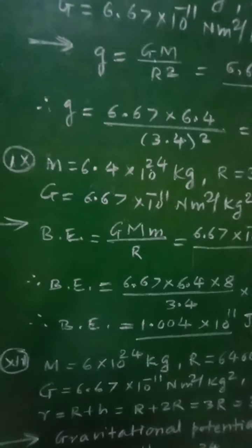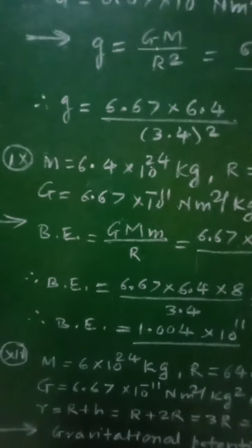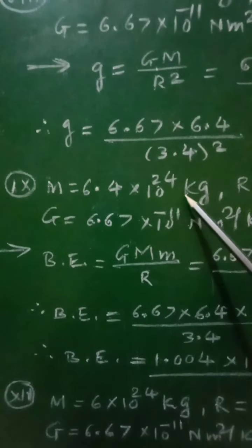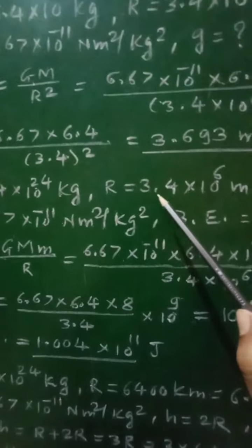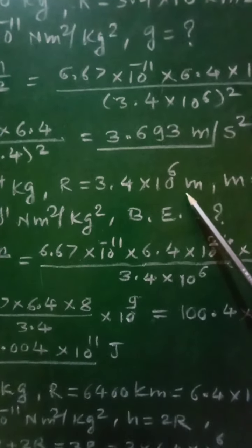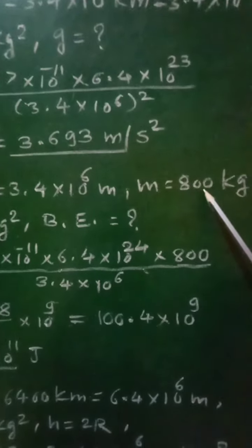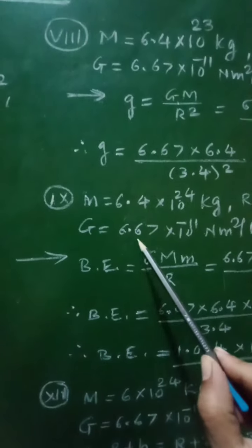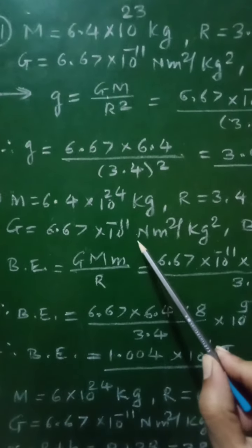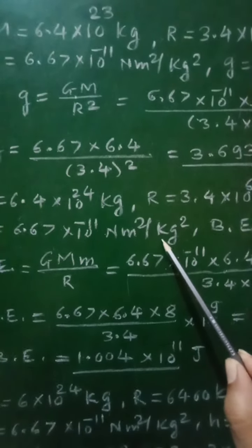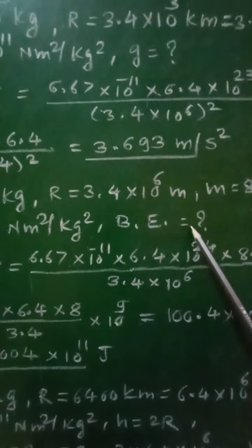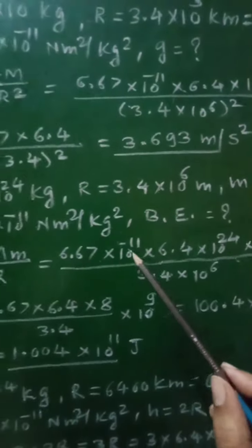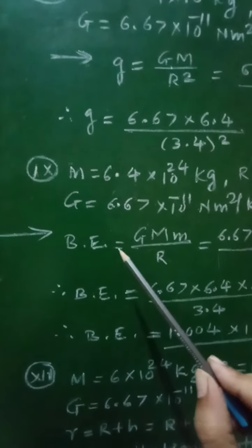infinity. And therefore, for this numerical number 9, the given data is mass M is equal to 6.4 into 10 raised to 24 kilogram. Then radius r is equal to 3.4 into 10 raised to 6 meter. Mass of the object m is equal to 800 kilogram. Value of gravitational constant G is equal to 6.67 into 10 raised to minus 11 Newton meter square per kilogram square. And we have to find out its binding energy, that is the energy required to remove that object from its surface. And therefore we know the formula for binding energy.